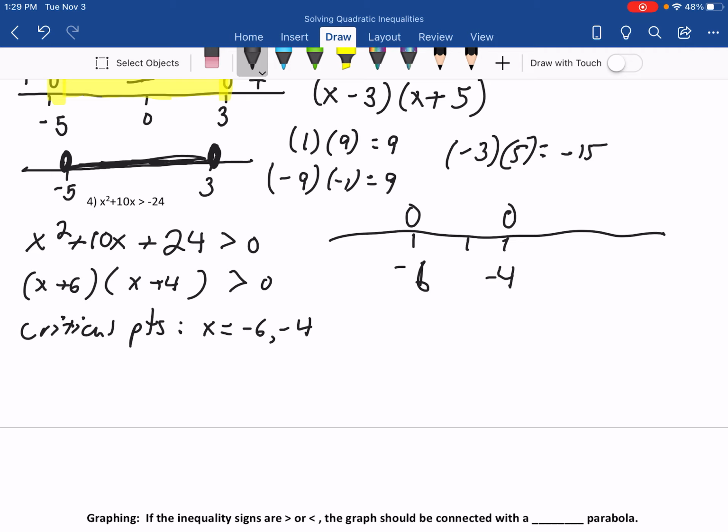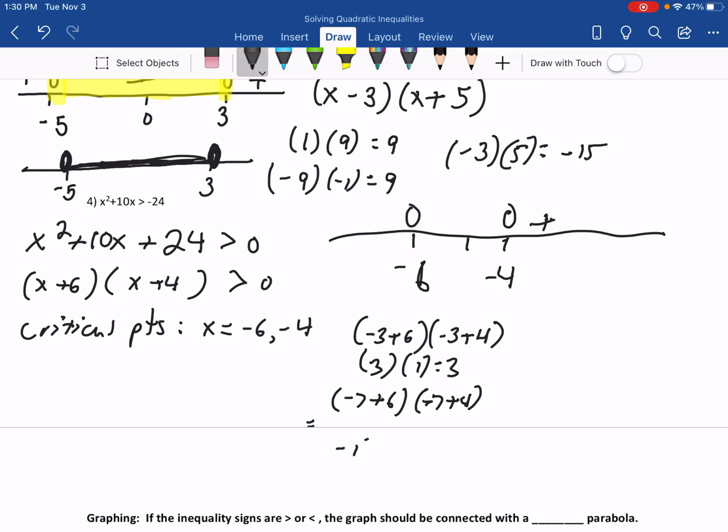Okay, so if we go right of negative 4, we'll have negative 3 plus 6 times negative 3 plus 4. That's going to be 3 times 1, which is 3. So to the right of negative 4, we're positive. To the left of negative 6, let's try negative 7. Negative 7 plus 6, negative 7 plus 4. So that's negative 1 times negative 3, which is positive 3.